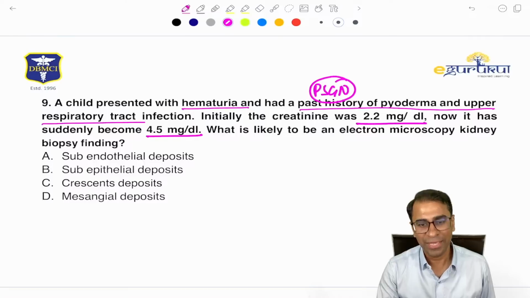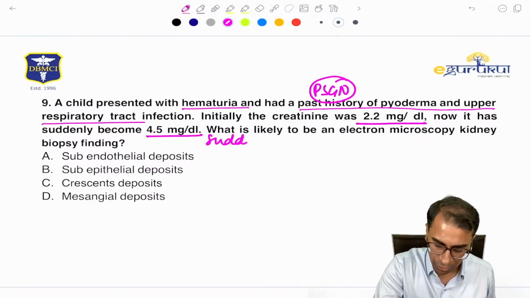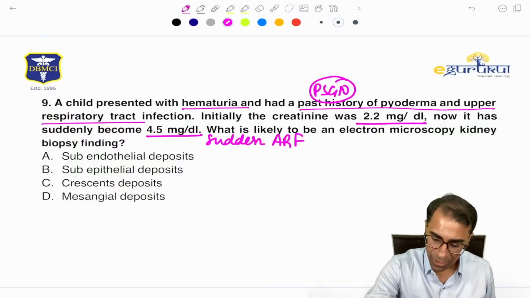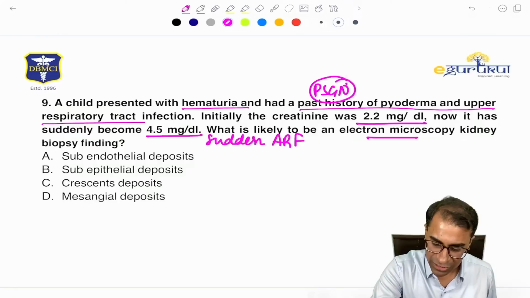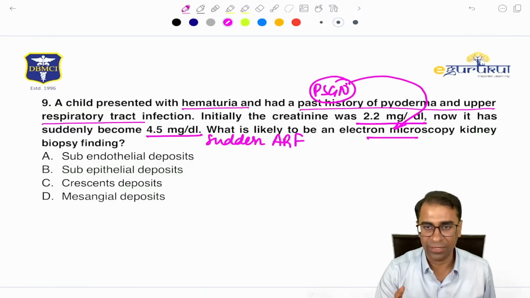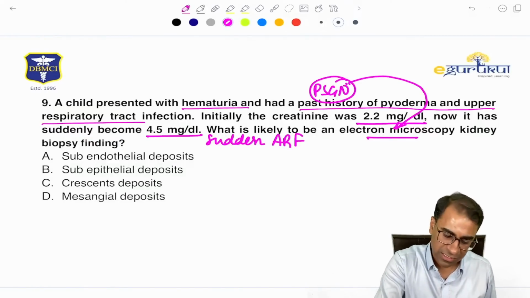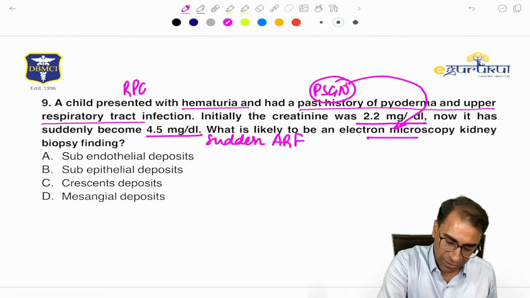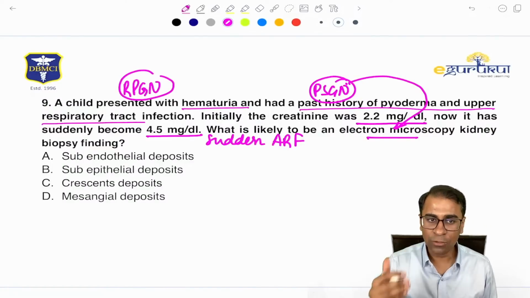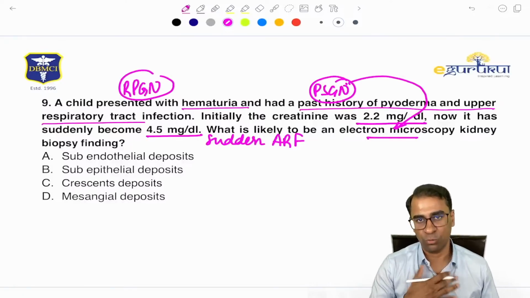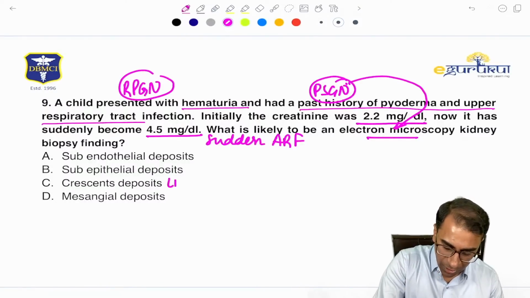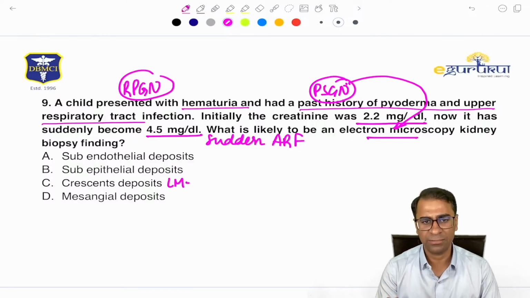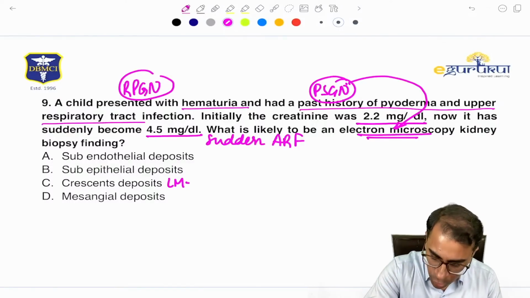What has happened to this patient? There is a sudden onset of acute renal failure. Okay? What is expected on the electron microscopy? The patient has PSGN and you're being asked the EM finding. I completely agree, this is a case of RPGN. Had the question been about the light microscopy, please understand the point. I would have marked this as the answer. No doubt in this. However, the question is about the electron microscopy finding.